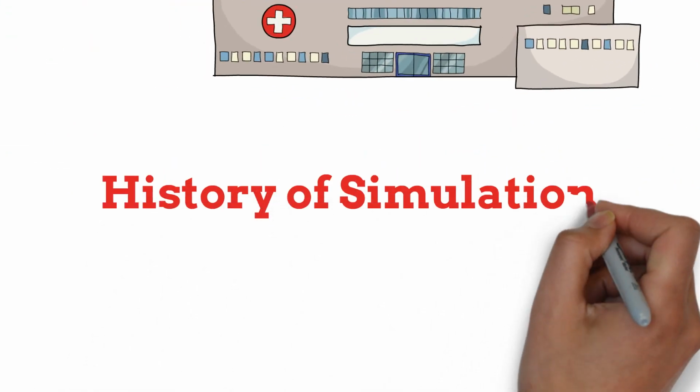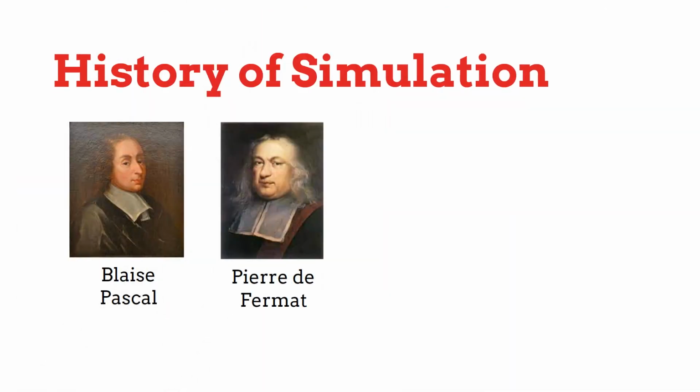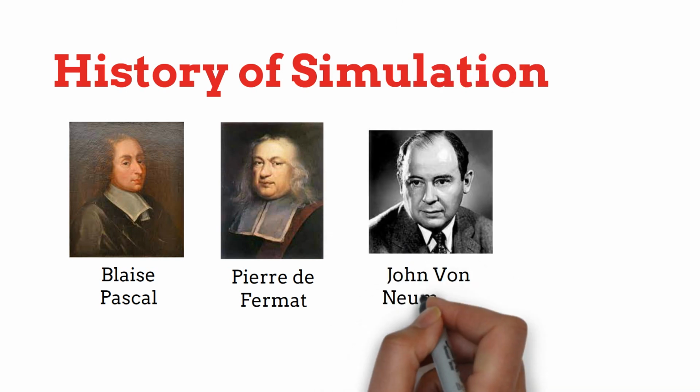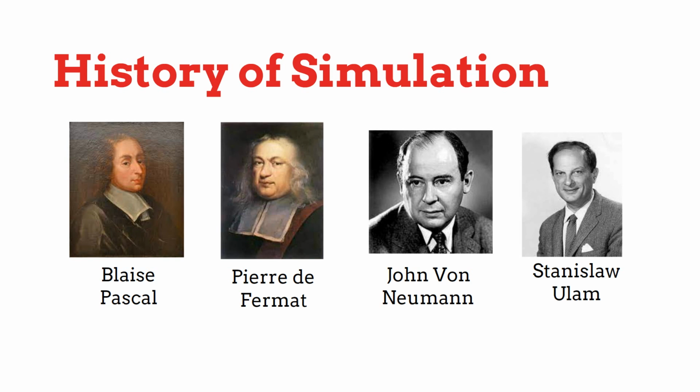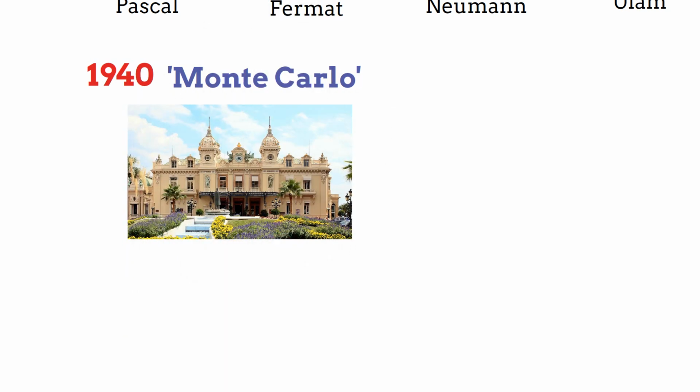History of simulation. In the 17th century, mathematicians like Blaise Pascal and Pierre de Fermat laid the groundwork for probability theory, which would later become a fundamental simulation component. During World War II, 2 mathematicians, John von Neumann and Stanislaw Ulam, were facing the puzzling problem of the behavior of neutrons. In 1940, while working on the Manhattan Project, which was the U.S. effort to develop the atomic bomb, they, along with other researchers, developed a method named Monte Carlo. This method was based on random sampling techniques to study neutron scattering. The name Monte Carlo was in reference to the Monte Carlo Casino in Monaco, which was known for games of chance and randomness.